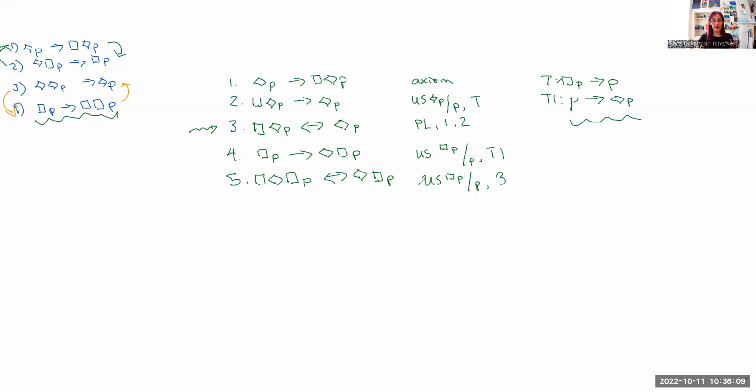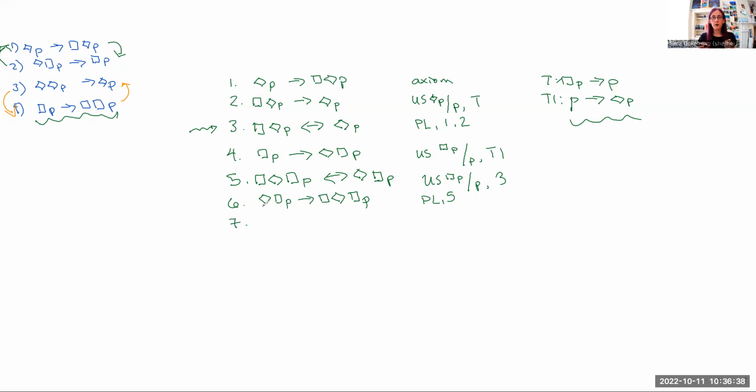Now, this is again an equivalence, but we can always break equivalences down into the two implications involved. So if we do that, we've got possibly necessarily P, taking this side, implies necessarily possibly necessarily P. So we are going the implication from here to here.